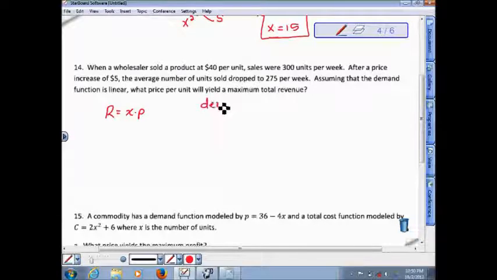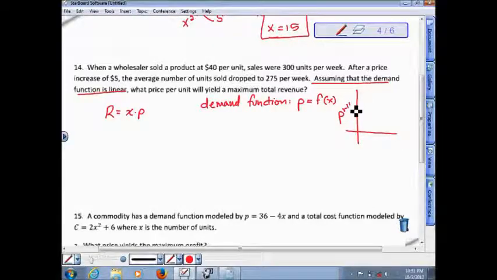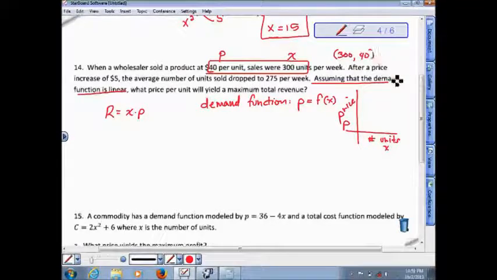The demand function is lowercase p, and it's a function of x, where x is the number of units. If we assume that the demand function is linear, that means it's going to be a straight line with a slope. The way the demand function is set up on a graph, the vertical axis is the price, and the horizontal axis is the number of units. So the price is represented by lowercase p, number of units is x. If we try to form ordered pairs from this number, for example, this is an x value because it's the number of units. This is a price value. So we form that into an ordered pair, x comma p, the point becomes 300 comma 40.